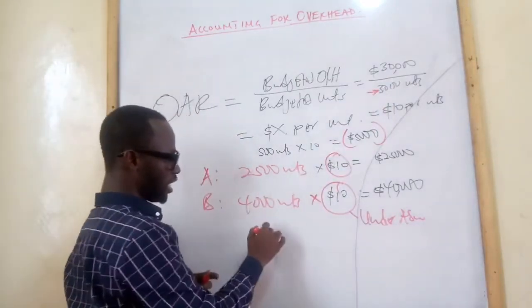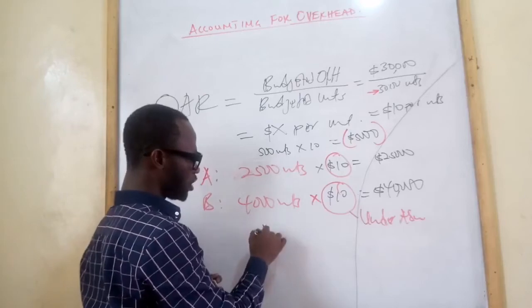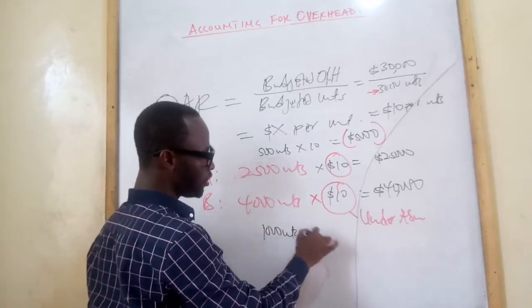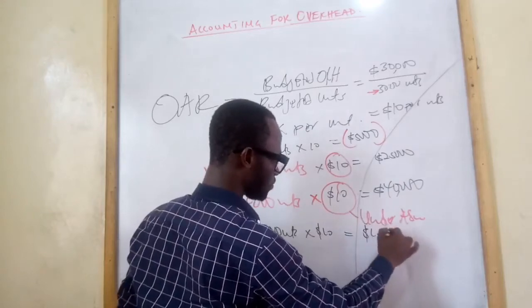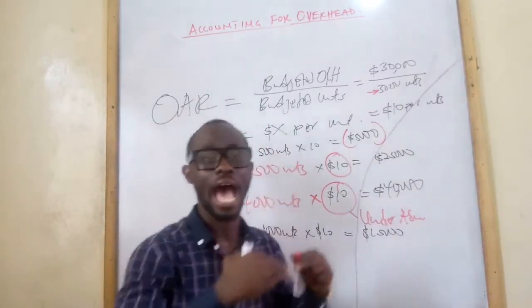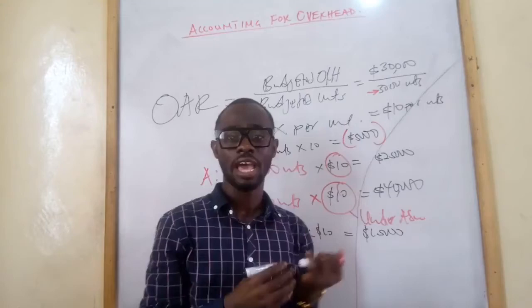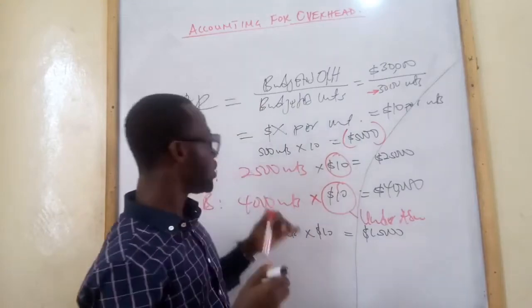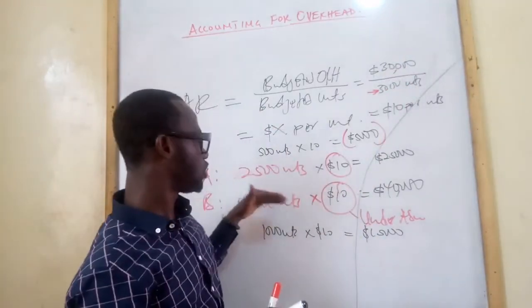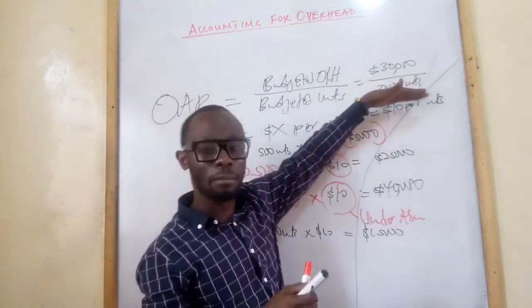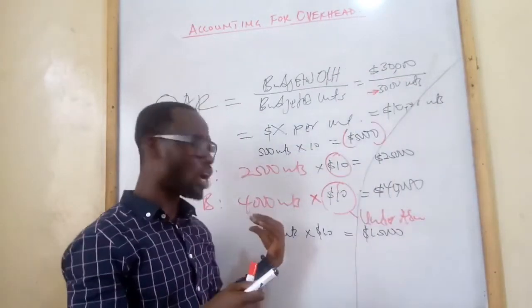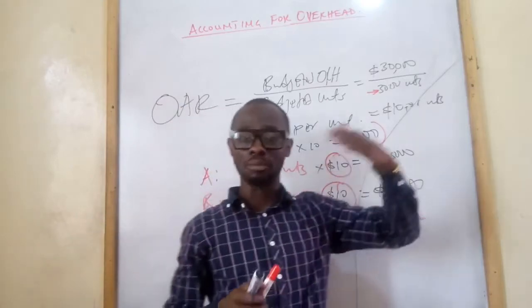So because it has been under-absorbed, we find a difference, which in this case is 1,000 units. So this 1,000 units by $10 is going to give us 10,000. That 10,000 will be added back to cost because overhead has been under-absorbed. It should have been 30,000 over 4,000, but it was 30,000 over 3,000.